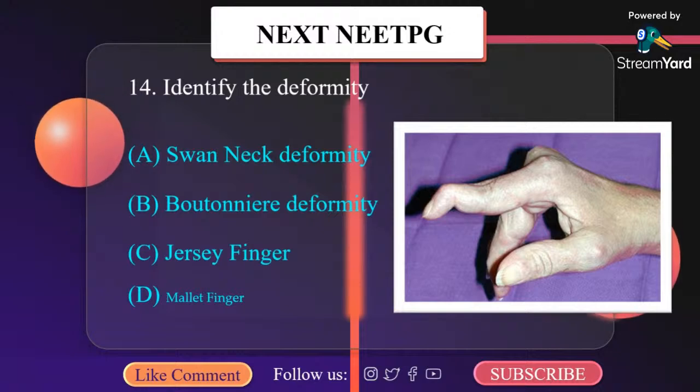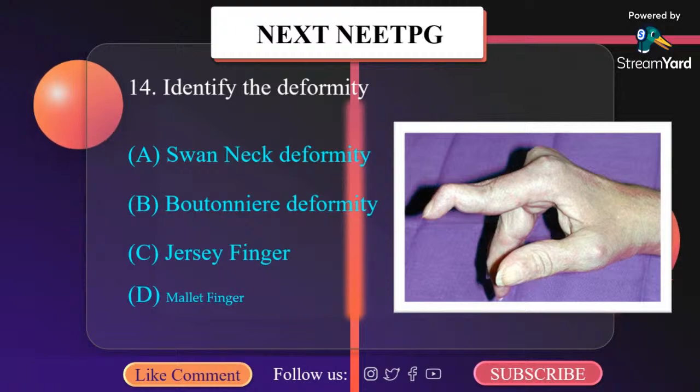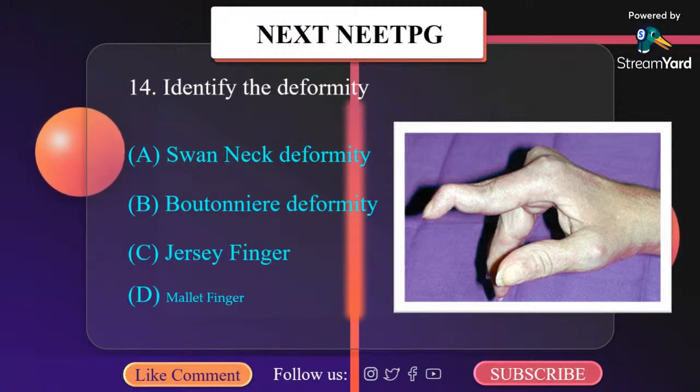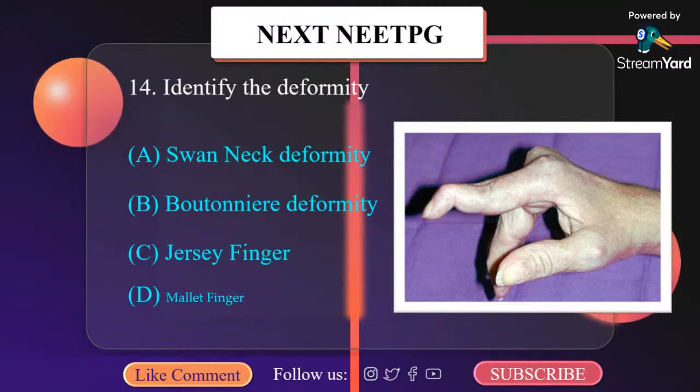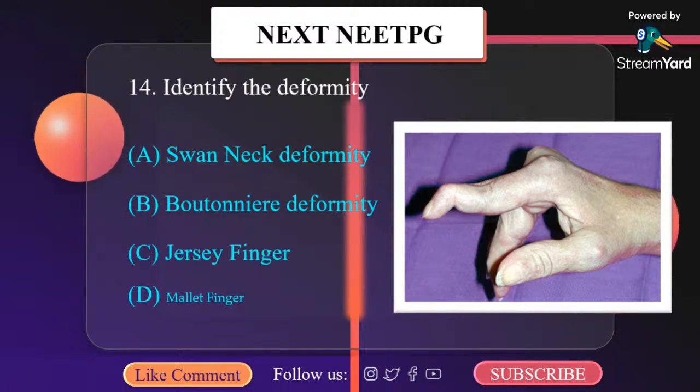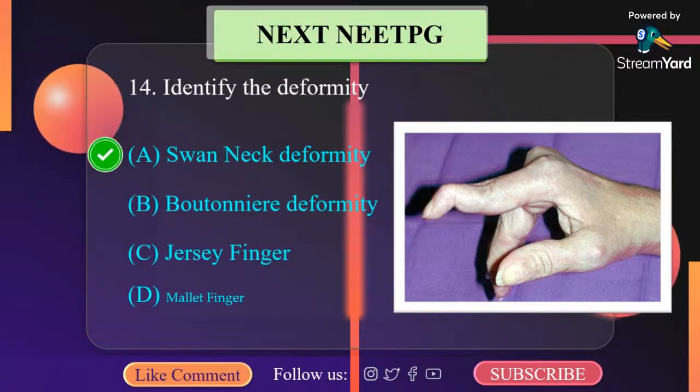Radiological features of rheumatoid arthritis are reduced joint space, erosion of articular margins, subchondral cyst, juxta-articular rarefaction, soft tissue shadow at the level of joint because of joint effusion or synovial hypertrophy, and deformities of the hand and fingers. So the correct answer here is A, swan neck deformity.